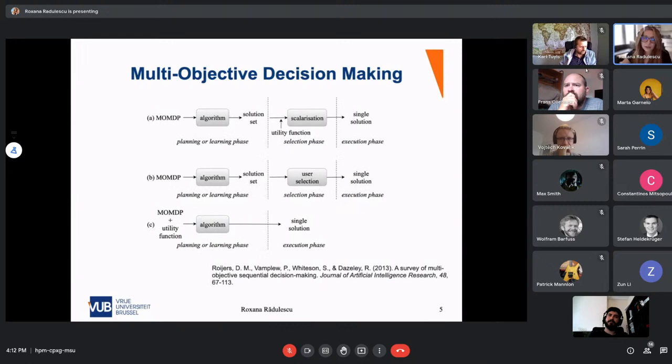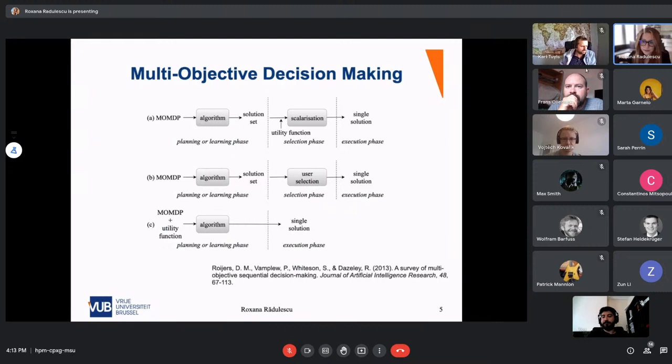So in single agent multi-objective scenarios, we can split the process of solving a problem in three phases. So we have planning or learning, the selection phase, and then the execution phase. Depending on the knowledge with respect to our utility function, we can further distinguish between three cases.